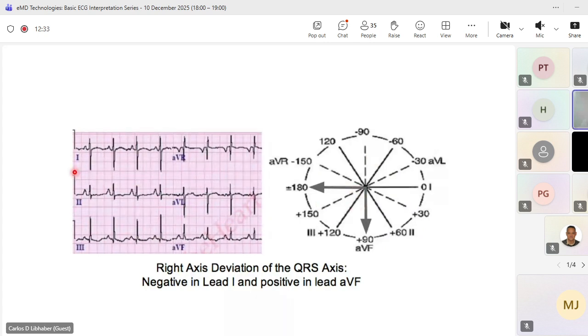Where is the highest now? In 1, in 2, in 3. In 3, that means that it's going somewhere here. If it's going somewhere here, I see it better coming to the right. So that's the right axis deviation.